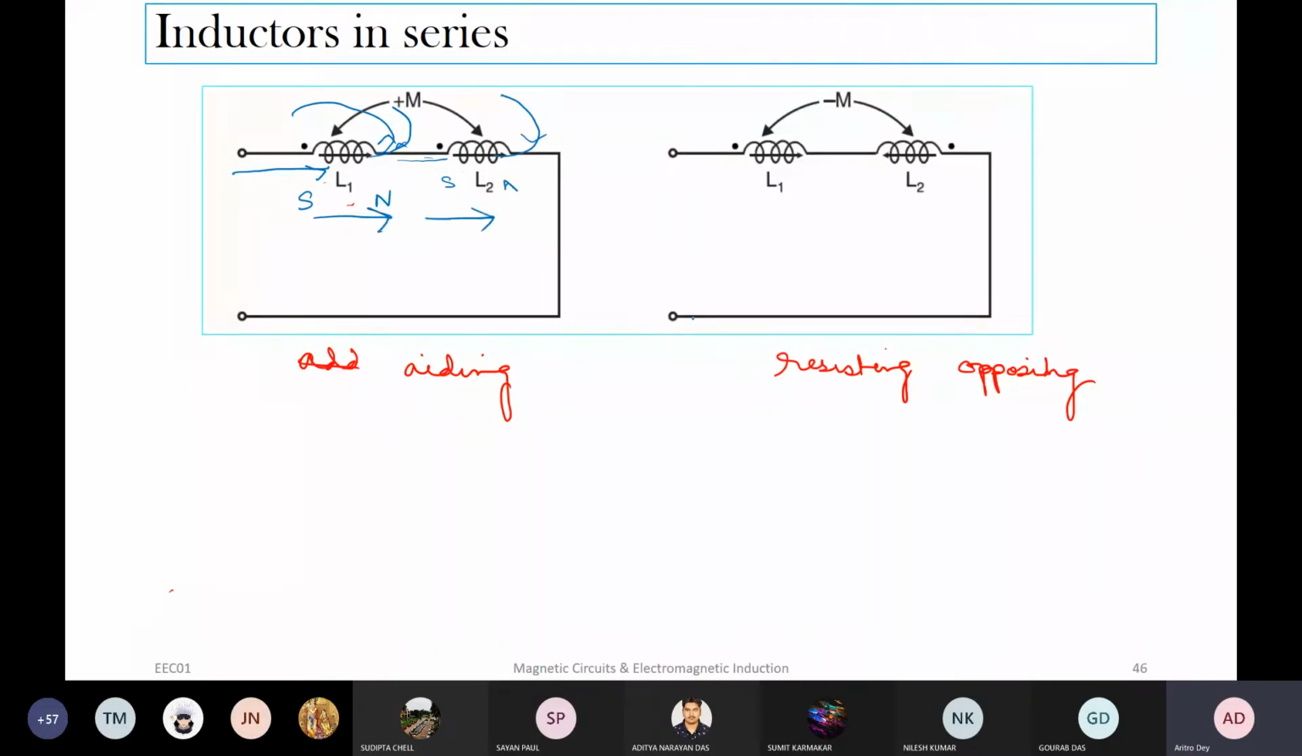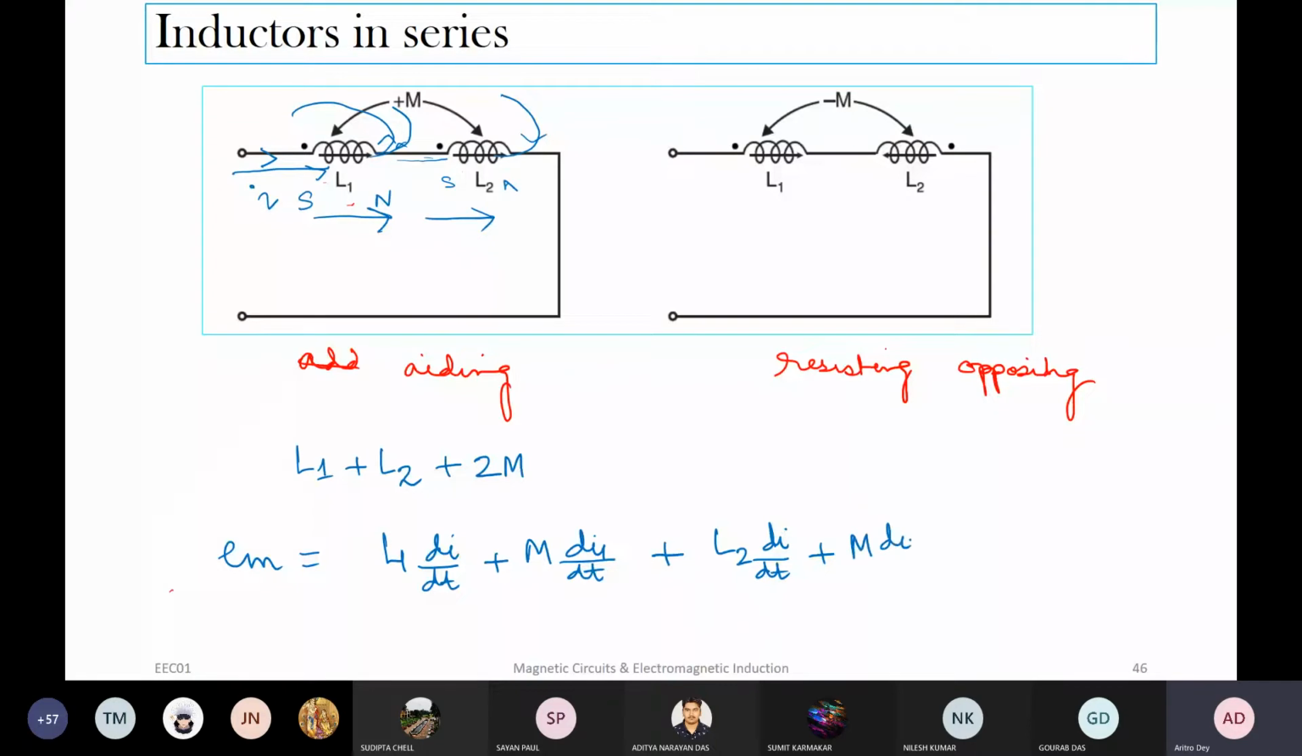And whenever it is additive, the equivalent inductance can be written as L1 plus L2 plus 2M. How can you write it like this? For the first coil, the same current I1 is flowing through it. So the EMF magnitude wise is L1 di/dt plus M di/dt, because it is adding. The same way for the second coil, L2 di/dt plus M di/dt. So we can write (L1 plus L2 plus 2M) di/dt, which is L equivalent di/dt. So it is the equivalent inductance, just like series resistance.